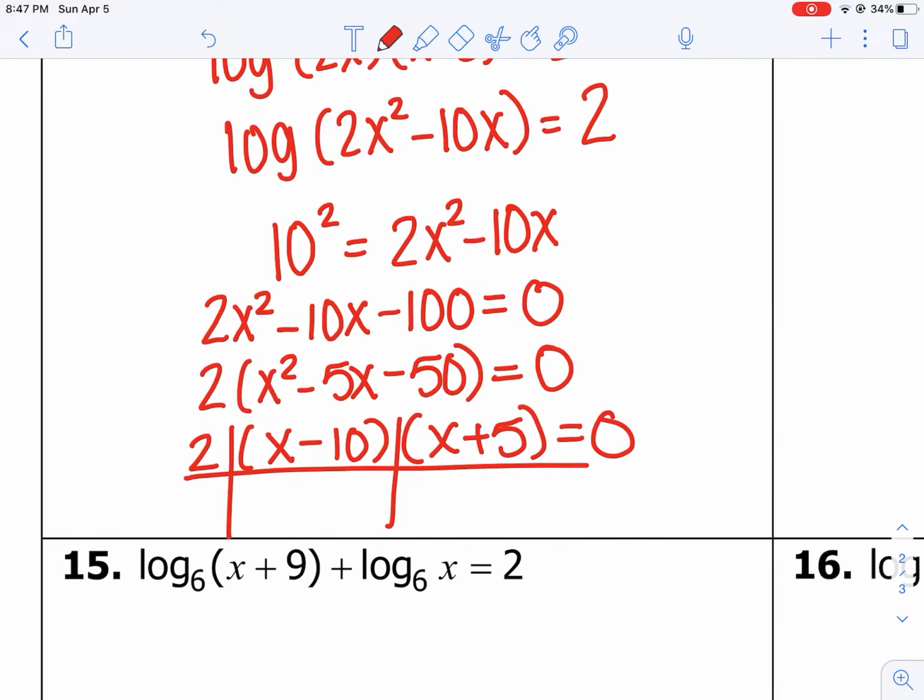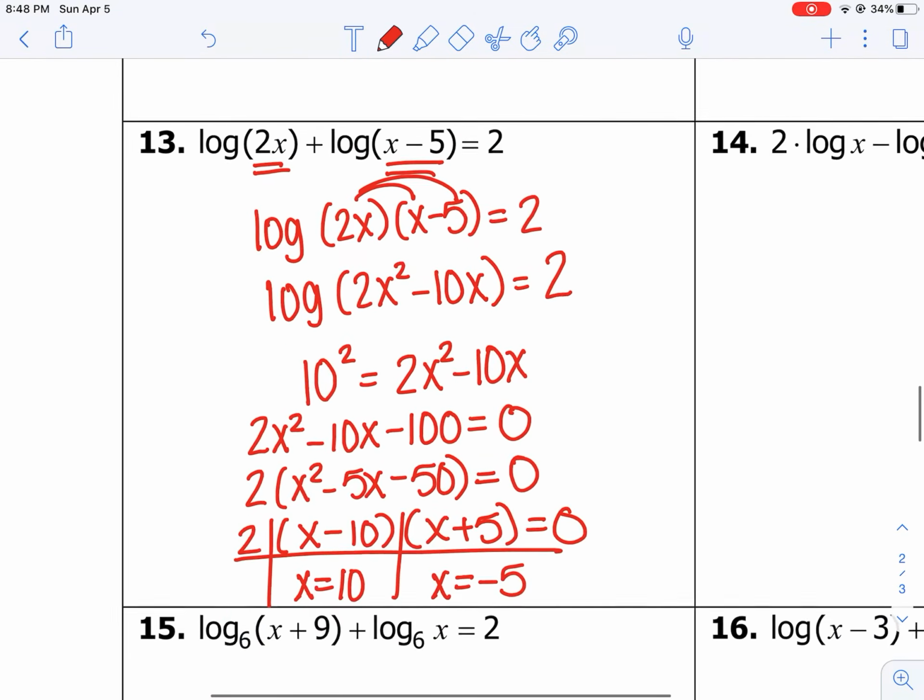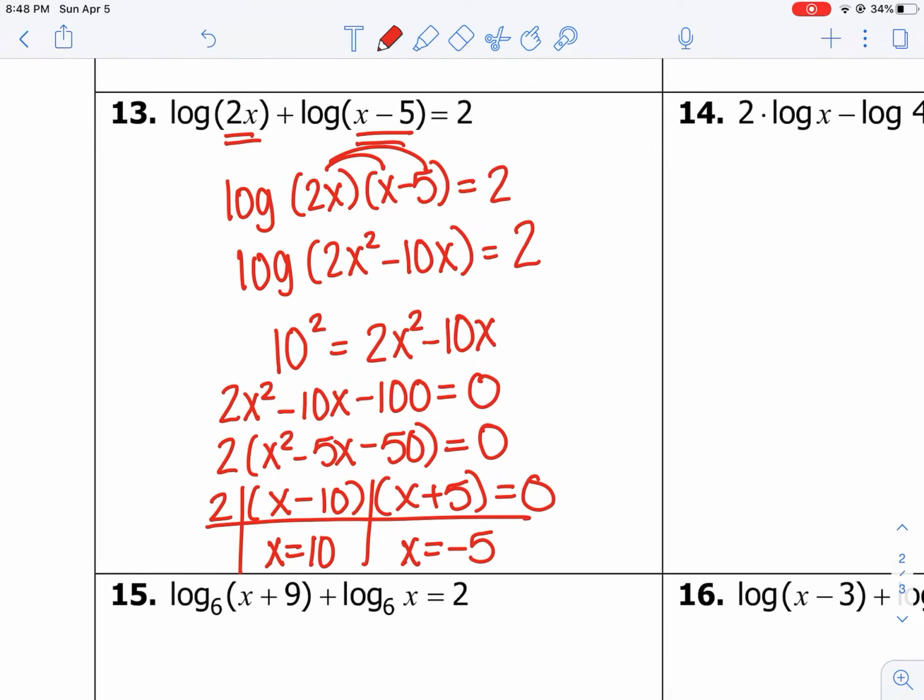I need to solve for both of these. So I'm going to, obviously the first one, 2 set equal to 0, there's no solution there. So this is x equals 10, and this is x equals negative 5. I again need to check both of these. If I substitute 10 in, I'm good. I'm not going to get anything negative there. But if I substitute negative 5 in, I'm going to get negative 10 and negative 10, which doesn't work. I can't have a negative log. So negative 5 doesn't work, but 10 does work.